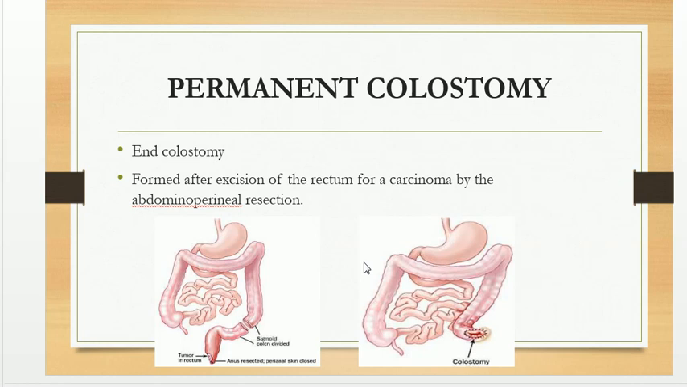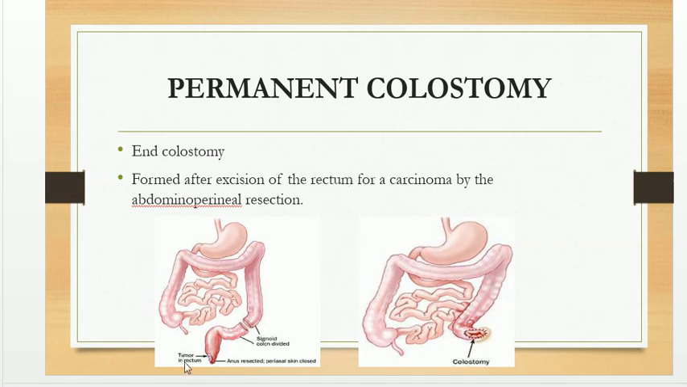Permanent colostomy. Sometimes we have to do a permanent colostomy. That means we are not going to revert it. It is an end colostomy. What is the indication? For example, in abdominoperineal resection, we remove the anal sphincter as well. So in cases of carcinoma of the lower rectum and carcinoma of the anal canal, it is formed after excision of the rectum by abdominoperineal resection. This is one indication of permanent colostomy.